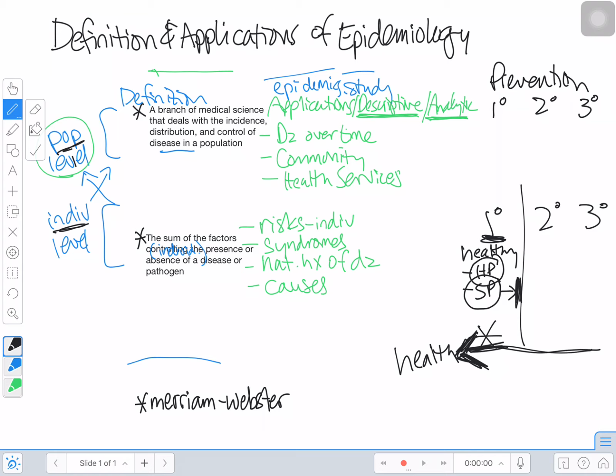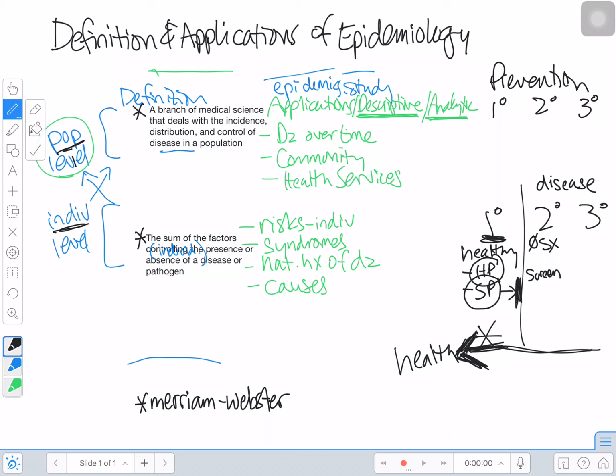So if this is the group that's healthy, then over here, secondary and tertiary prevention, these people have disease. But people who would benefit from secondary prevention do not have symptoms. That disease is lurking, but it hasn't made them feel sick yet. They don't have the pain, or they don't have the runny nose, or whatever it is that goes along with that particular disease. They are asymptomatic. And the standard thing that we think about with secondary prevention is screening.